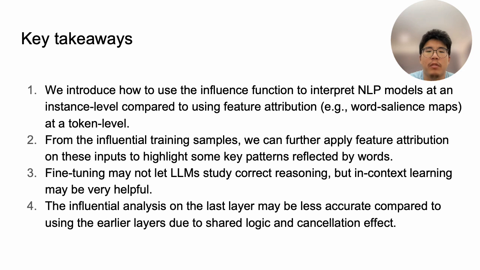And the third paper shows us fine-tuning may not allow LMs to learn the correct reasoning, but maybe in-context learning can be helpful. And the last paper shows us that the influence analysis of the last layer may be less accurate compared to using the early layers, due to the heavily shared logic and the cancellation effect from the last layer.